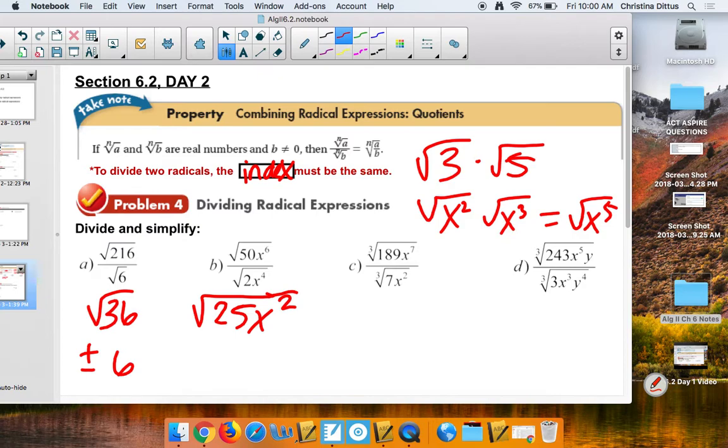Then I get 5x. The square root of 25 is 5. Plus and minus? Not really. And then the square root of x squared is x. Is that plus or minus? Not necessarily. Pretty much when it says simplify, you don't really have to worry about it. But when it says like what are the real roots, then we gotta do our plus minus.